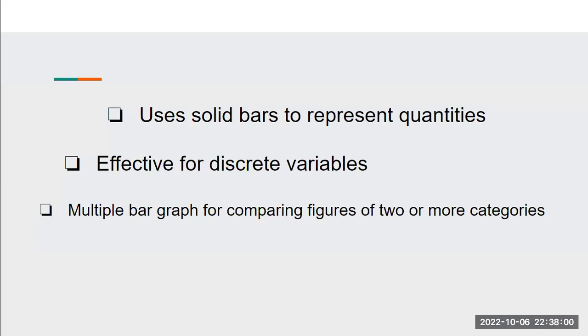So there are different types of graphical representation. Some of them are as follows. The first one is the bar graph. It uses solid bars to represent quantities. It is effective for discrete variables, and a multiple bar graph is for comparing figures of two or more categories. So the keyword there is solid bars.